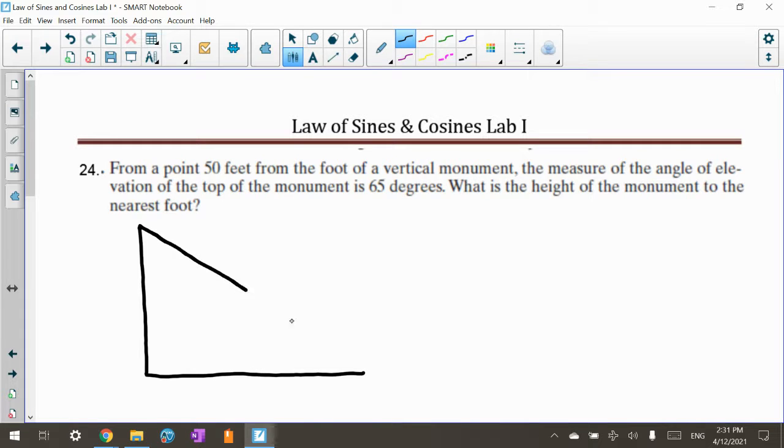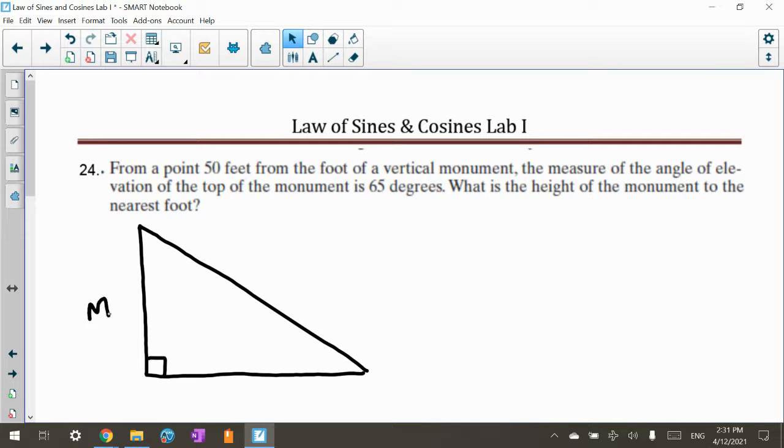And basically what this is telling you is this is my monument here. So I'll just put M for monument. It's this tall thing here. And they said it's 50 feet from the foot of the monument. So this is the base. So here's 50 feet. And then they said the measure of the angle of elevation of the top. Well, what they're saying is if I were standing here and looking up, this would be 65 degrees to the top of the monument. And then they said, what is the height of the monument?